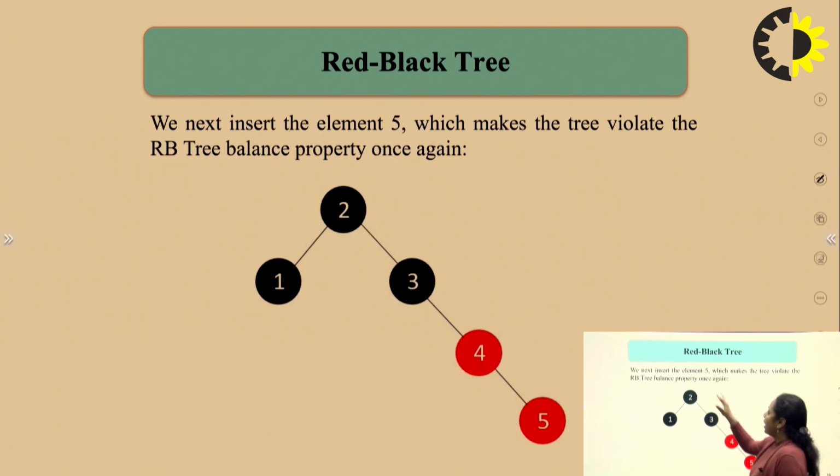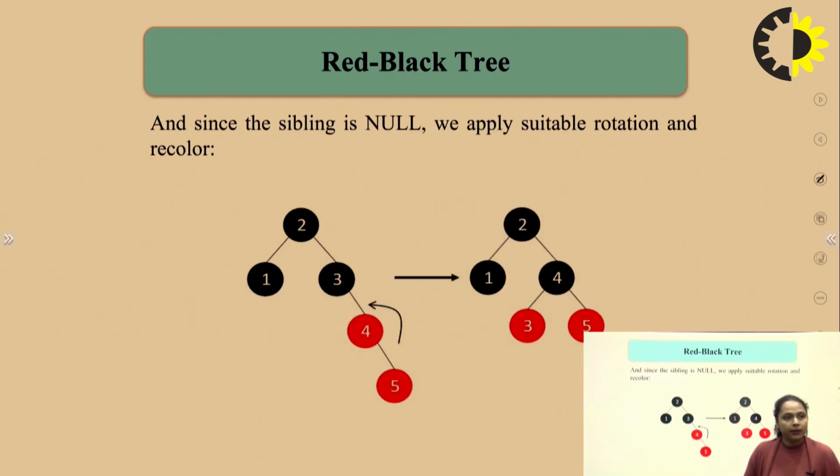Next, after inserting 5, we got this tree. Now check, the parent is red in color and its sibling is black in color, means rotation is required. Whenever the sibling of parent is black, in that particular case rotation is required, and when the parent's sibling is red, only recoloring is required. So again here also RR rotation is applied. So after rotation we will get the tree.